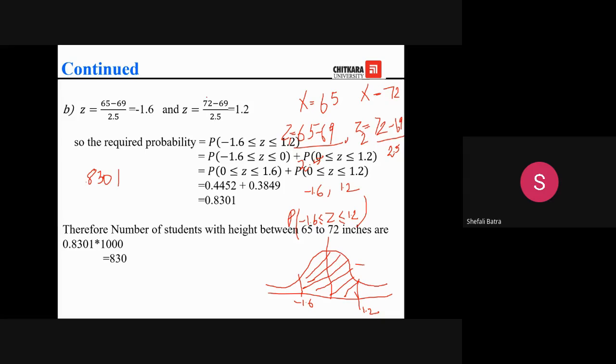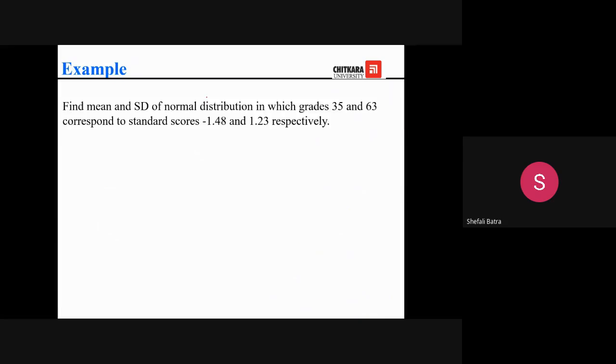Done? I hope this question is clear. This was the question where x is given and then you are converting that x into the standardized normal variable, that is z, and then for getting the probability for z, you will be referring to the table. Now come to the next.